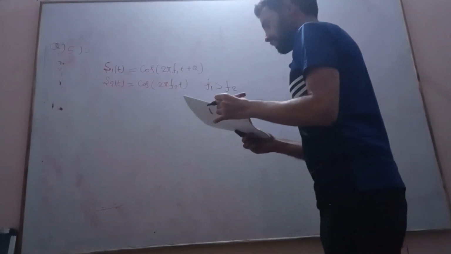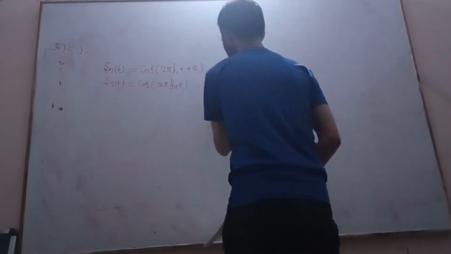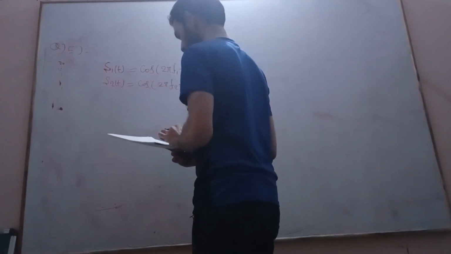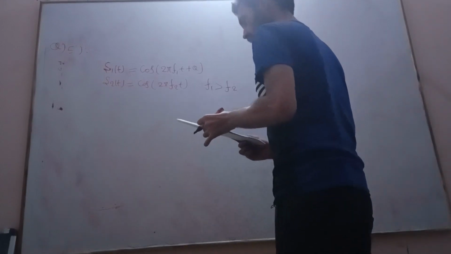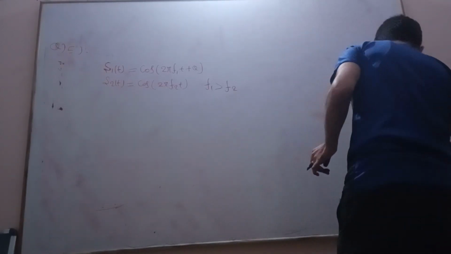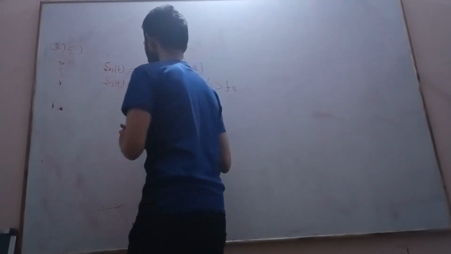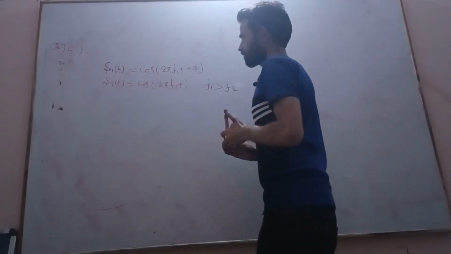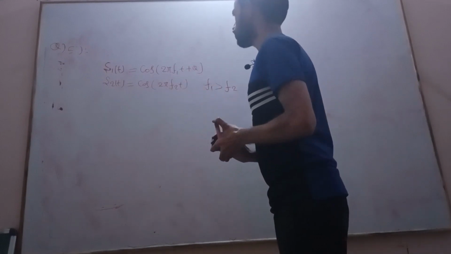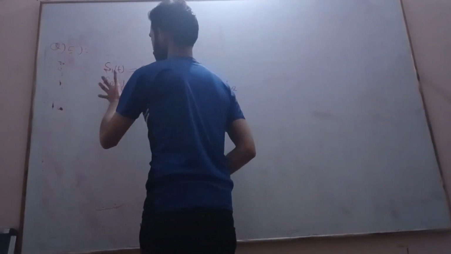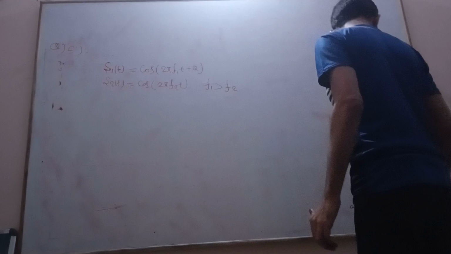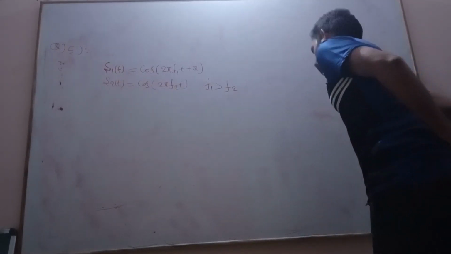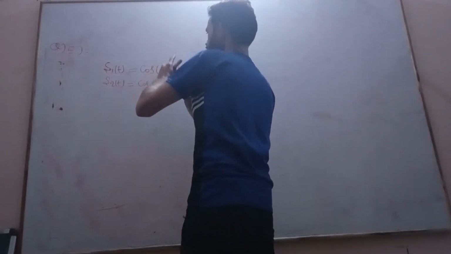So what is the minimum separation that is required between F1 and F2 for non-coherent orthogonal FSK? What is the minimum separation required for the non-coherent orthogonal FSK?